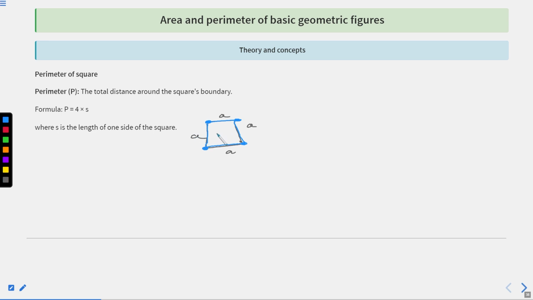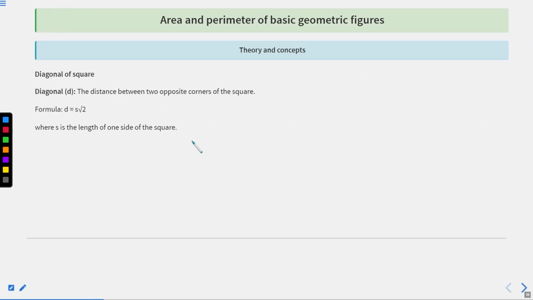So how much distance did I cover? So total distance covered by me is a plus a plus a plus a. That is a four times. So the formula for the perimeter of a square is 4s, where s is the length of one side of the square.